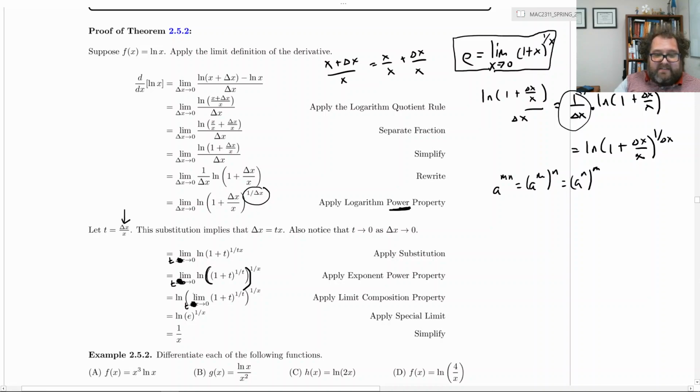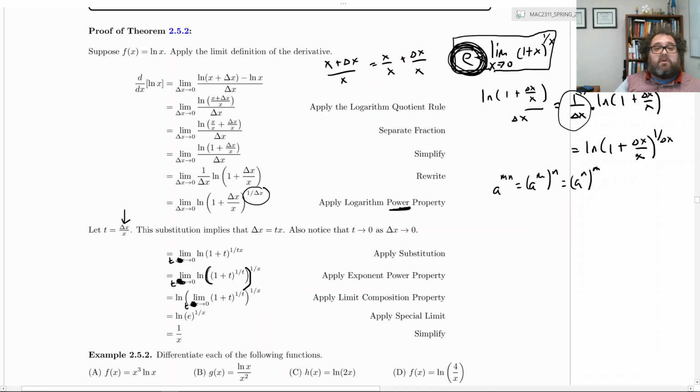And now I have that exact form that I've been after: the limit as t goes to 0 of (1 plus t) to the 1 over t power. And what do I know that equals? I know it equals e. Okay, so now that limit equals e. Let me get over here, erase this. That whole inside portion turns to e. So now I have natural log of e to the 1 over x.